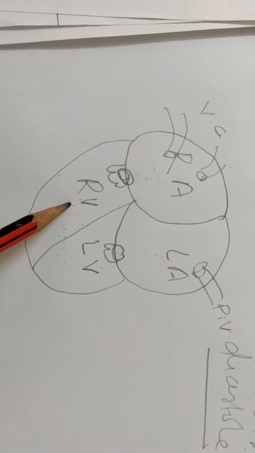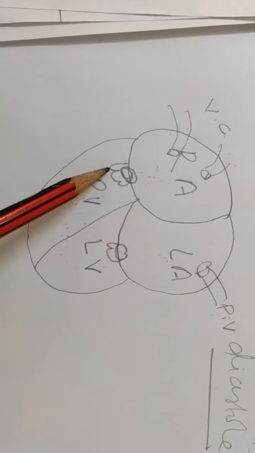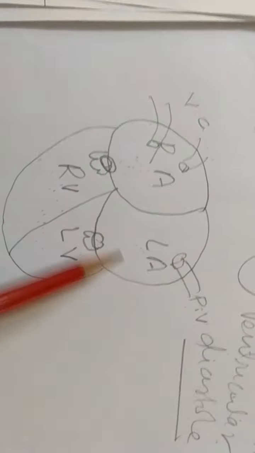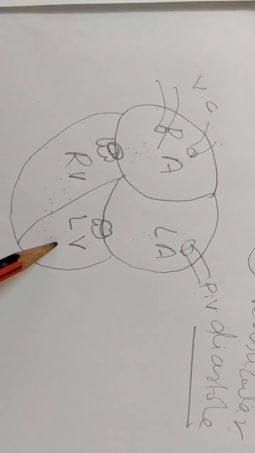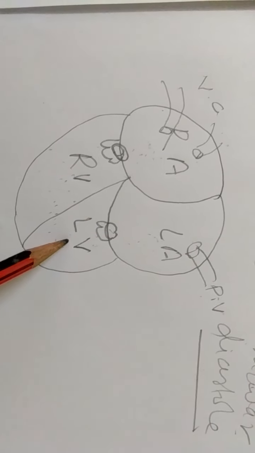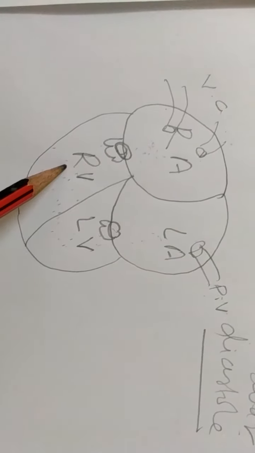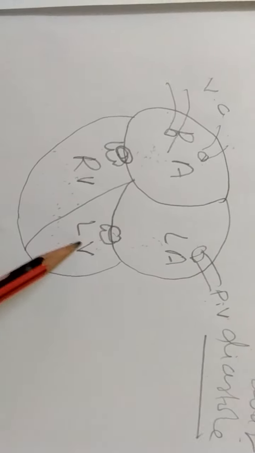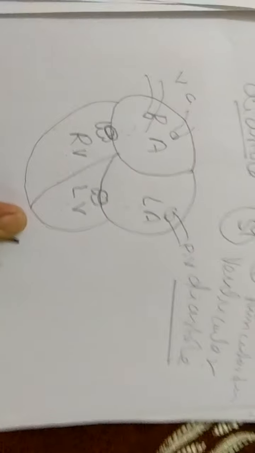Right auricle opens into right ventricle through this opening, which is guarded by tricuspid valve. Left auricle opens into left ventricle through this opening, left auriculoventricular opening, right auriculoventricular opening. Left side is guarded by bicuspid valve.